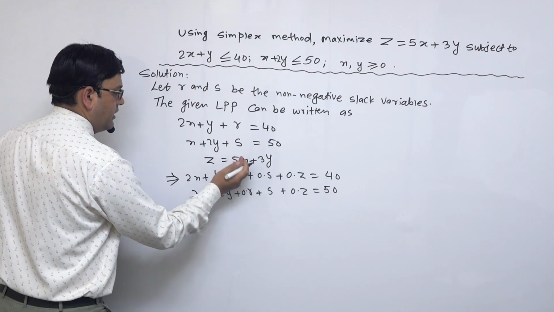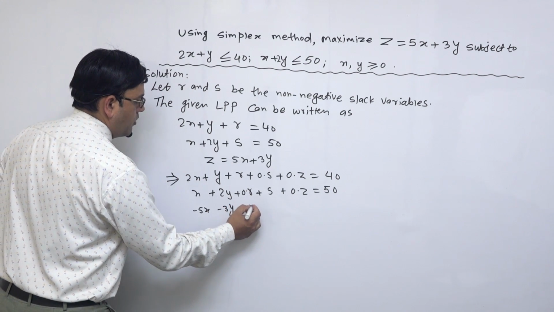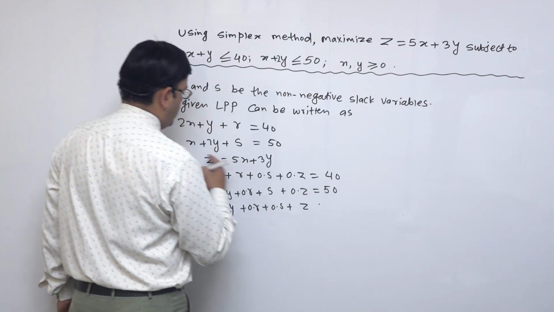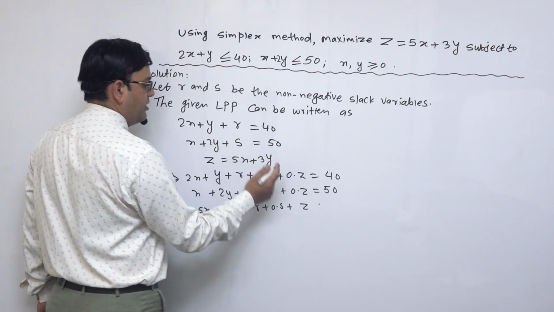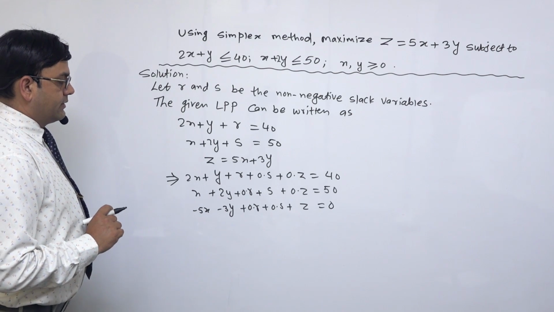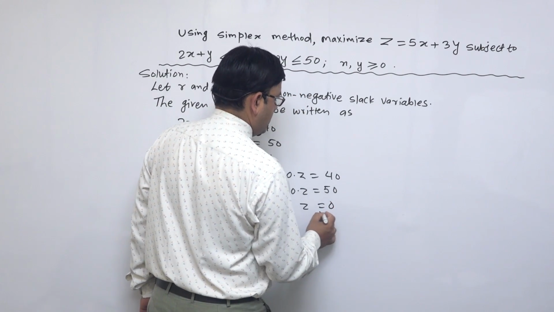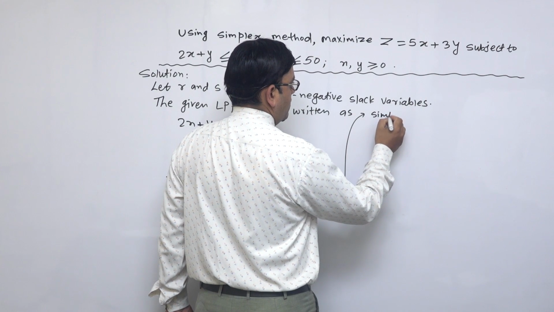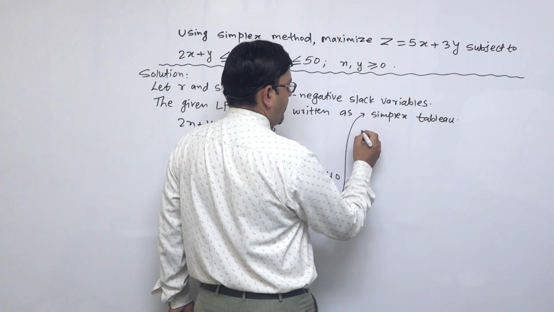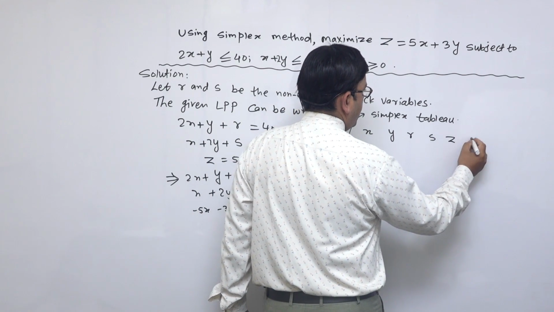Similarly, for the last one, if we bring these to this side, there will be minus 5x and minus 3y, plus 0r, no r there, plus 0s, no s also, plus z, we have 1z, is equal to 0 on the RHS, if we bring all of these to the LHS. Now we are going to write this in simplex table form, so we can draw the simplex table here. Here we can write x, y, r, s, z, and then RHS.